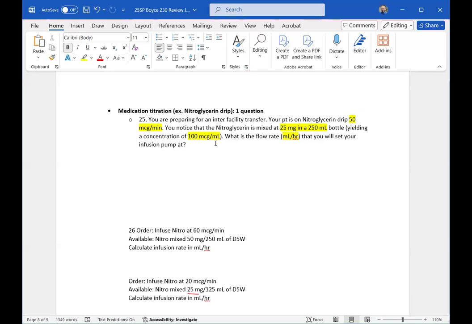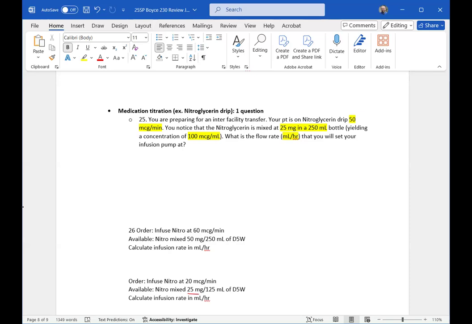And so one of the things that's nice is that since we already know the micrograms, I don't really need to worry about the milligrams per ml because it's already been established that it's micrograms. My order's in micrograms. So all I really need to worry about is converting micrograms to milliliters and then converting minutes to hours. And we can do that right now.